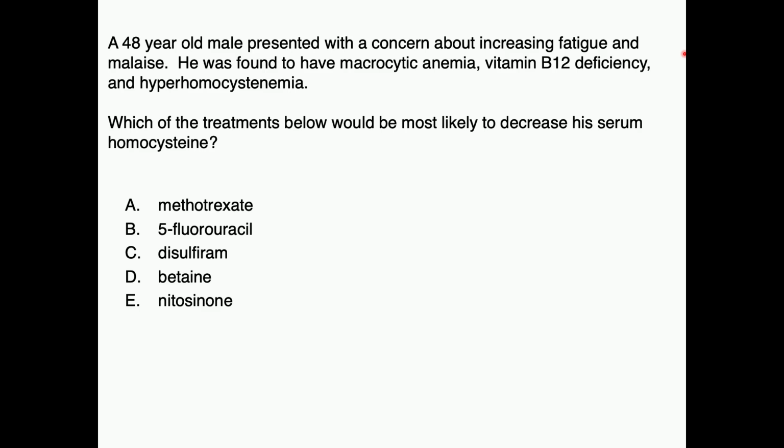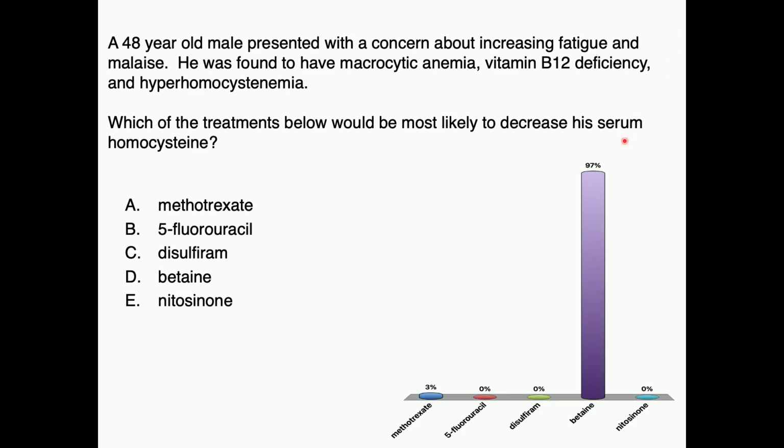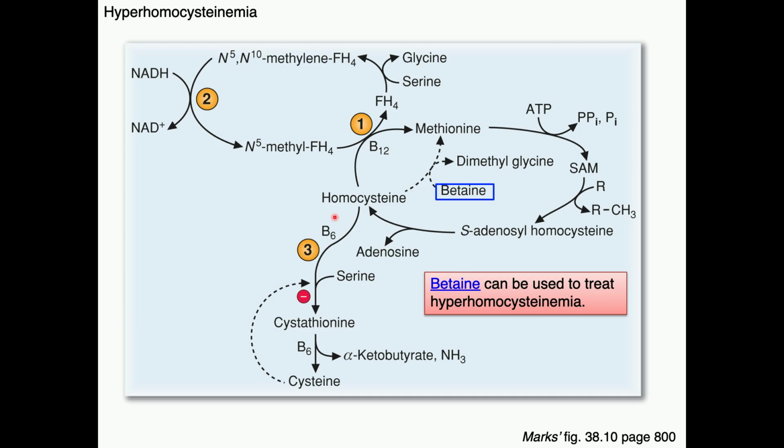Okay, so this is a pretty easy question now because we just said it. 97%, good. So betaine, the idea in the lack of vitamin B12 here is that we can't do this reaction. So if we can supply betaine, that can allow methionine to be synthesized from homocysteine through an alternative pathway.